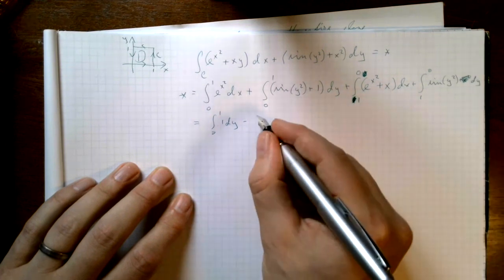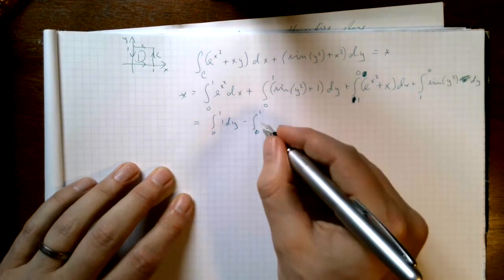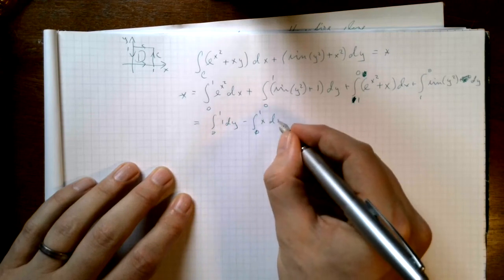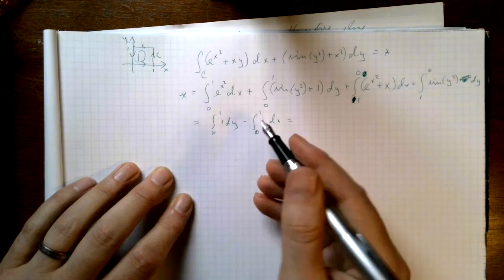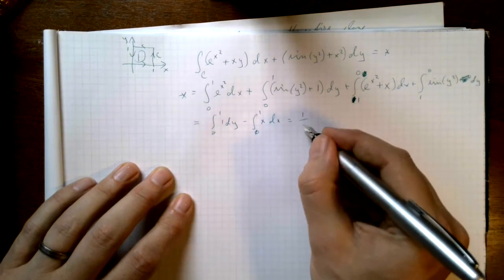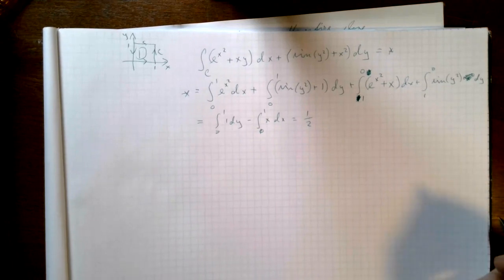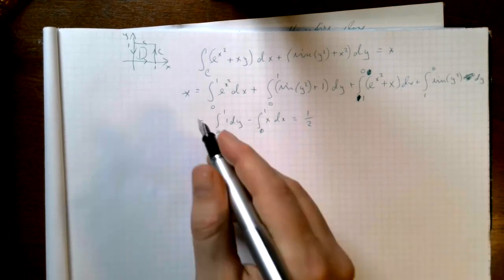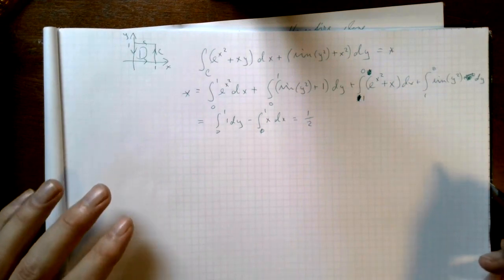Minus the integral from 0 to 1 of x dx, right? So this is 1 minus a half, so this is a half, if I'm doing that in my head correctly. All right, still doable, but it's getting more complicated.